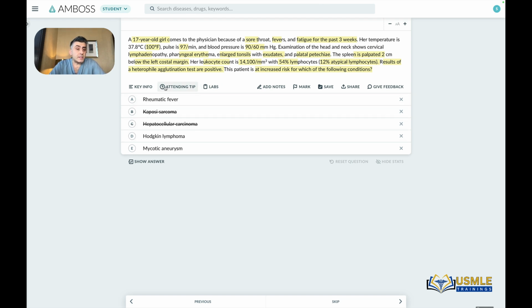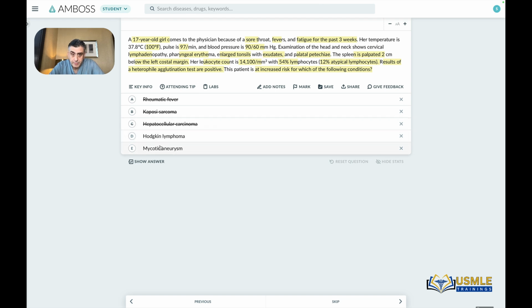Rheumatic fever, what does that trigger? Well, it triggers group A strep, right? Strep pyogenes. So in this case, you don't see strep pyogenes or symptoms of that, so that's out. Now we have Hodgkin lymphoma and mycotic aneurysm.